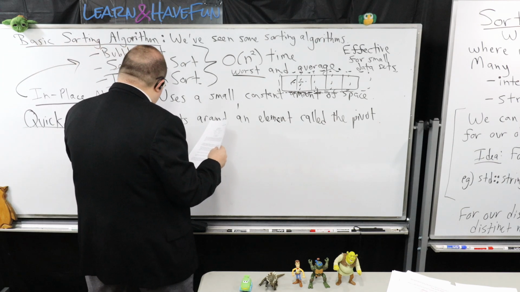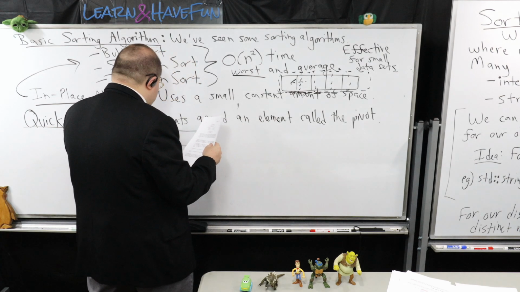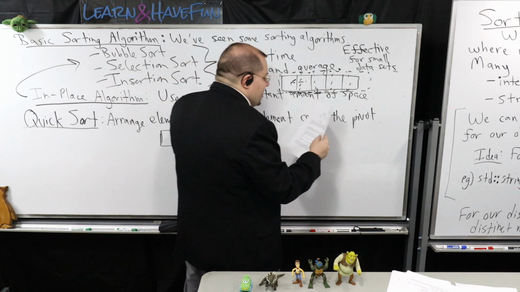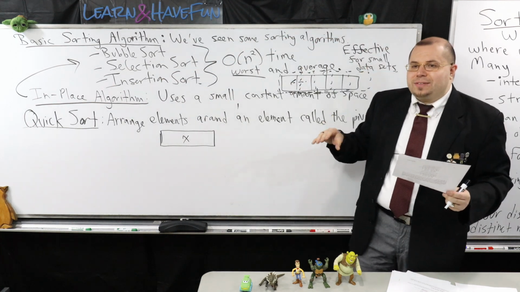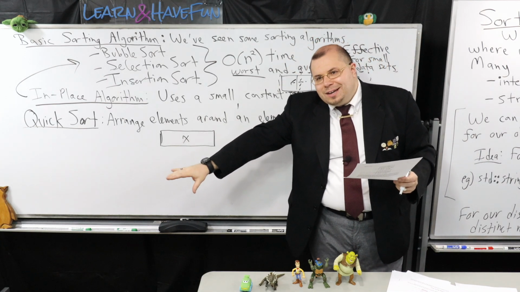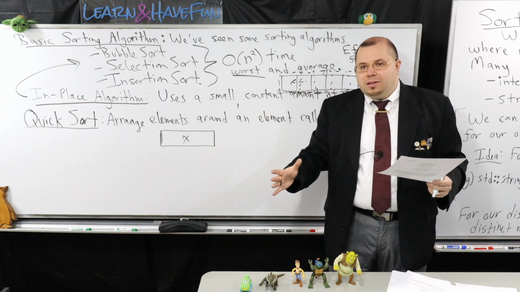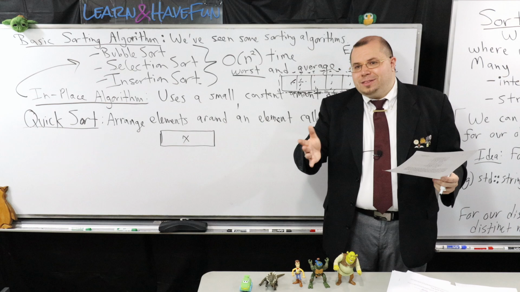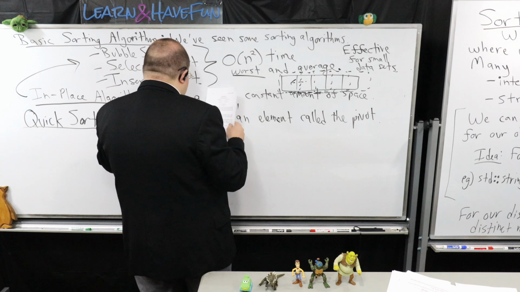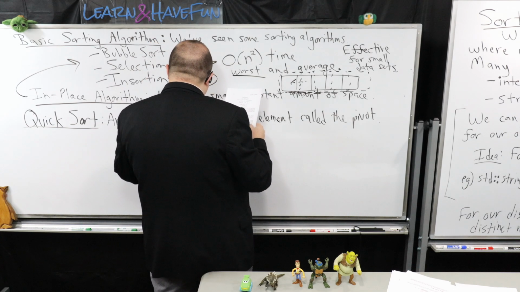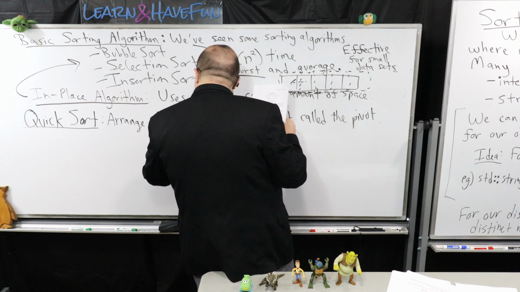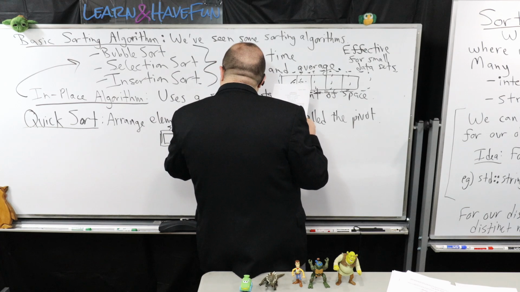So let me draw you a picture of what I mean by what we were just doing. Imagine I have this pivot. I want to put the pivot in the middle, where all of the elements that are smaller than the pivot are on the left side, and all of the elements that are bigger than the pivot are on the right side. So we're going to split around the pivot.